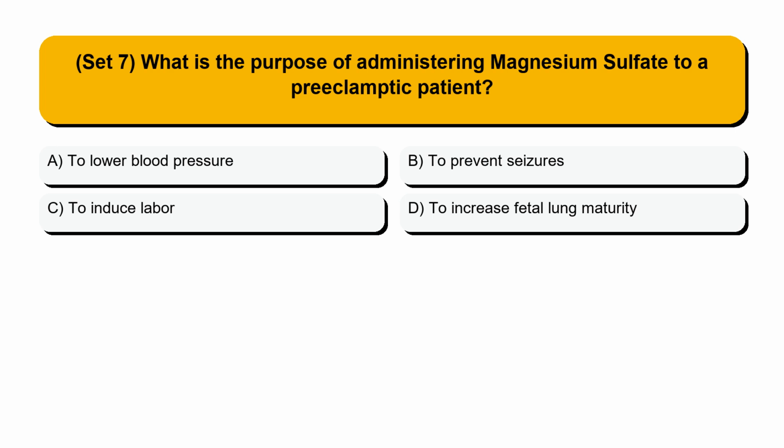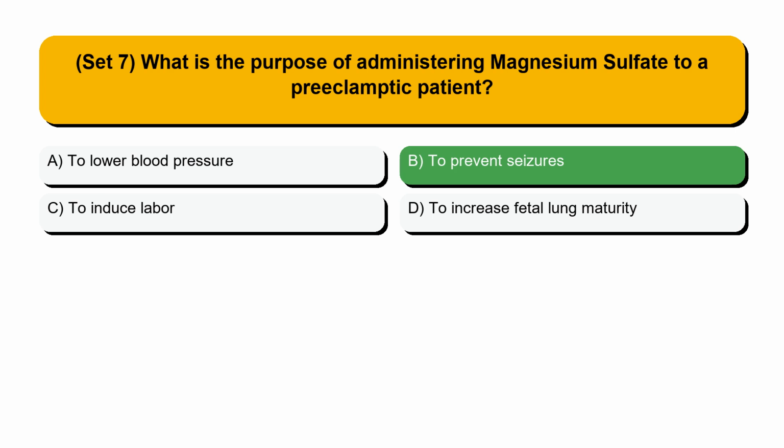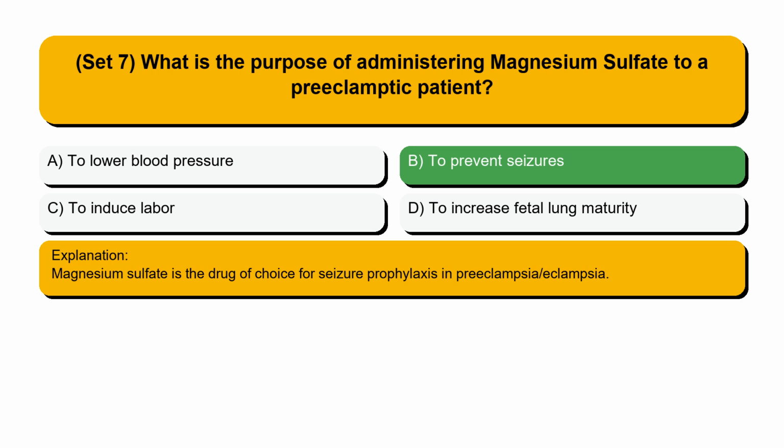Question 7. Set 7. What is the purpose of administering magnesium sulfate to a preeclamptic patient? Option A, to lower blood pressure. Option B, to prevent seizures. Option C, to induce labor. Option D, to increase fetal lung maturity. The correct answer is option B, to prevent seizures. Magnesium sulfate is the drug of choice for seizure prophylaxis in preeclampsia/eclampsia.